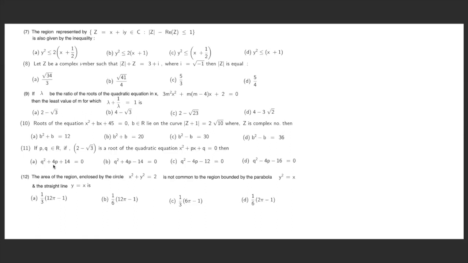Let us look at another problem. You have to find the area of the region which is enclosed by the circle x square plus y square is equal to 2 and is not common to the region which is bounded by the parabola y square is equal to x and the straight line y is equal to x. So let us see the possible answers.